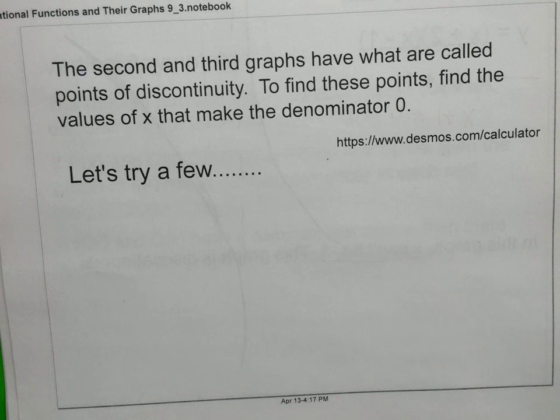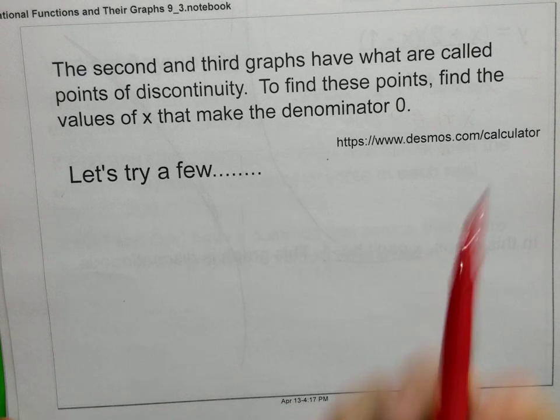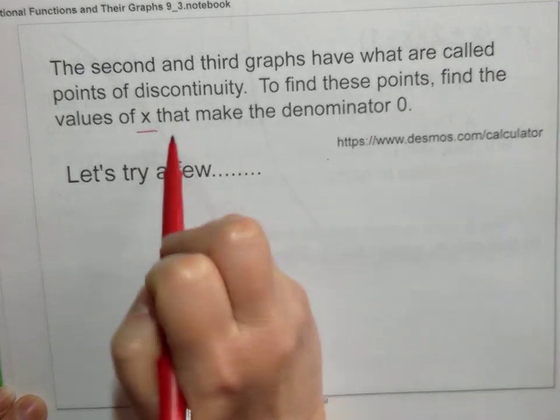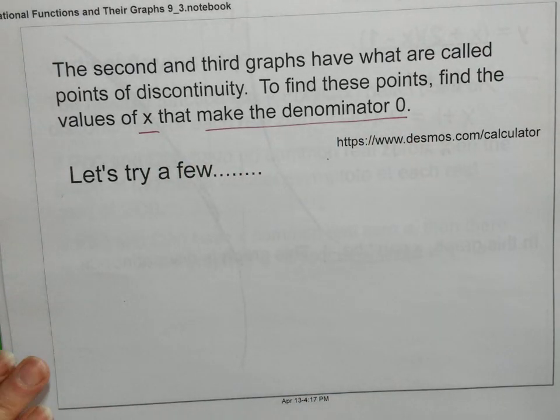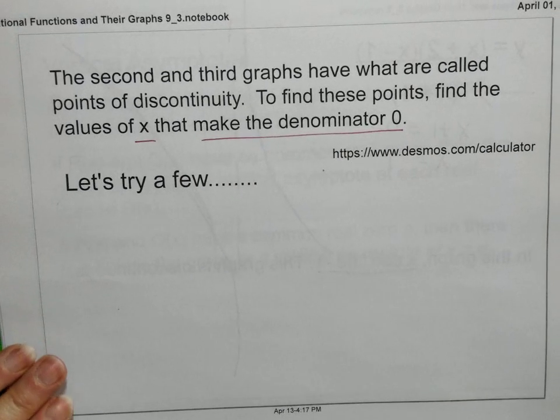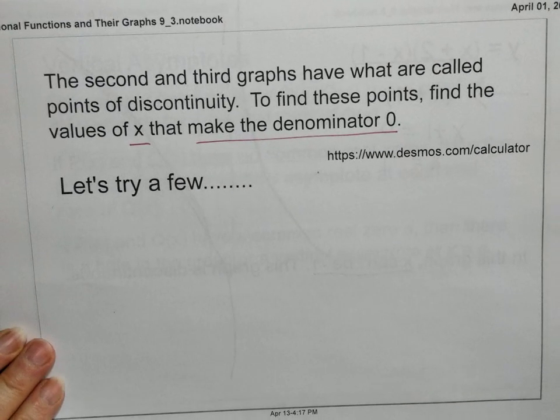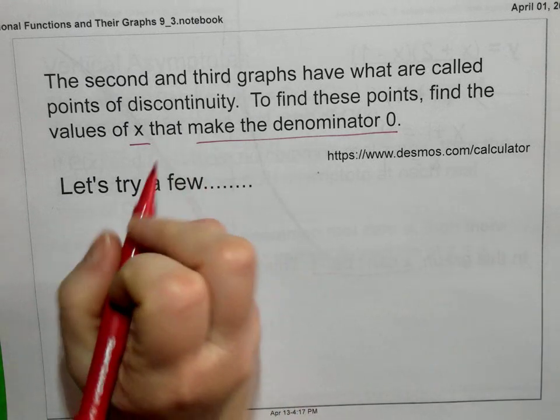So to find these points, find the values that make the denominator 0. So whatever makes the denominator 0. So let me find you a function here. Hold on one second. How about this one?